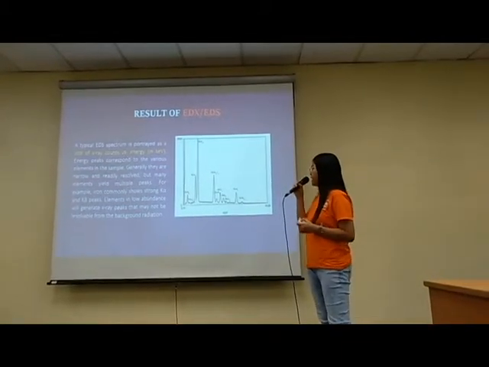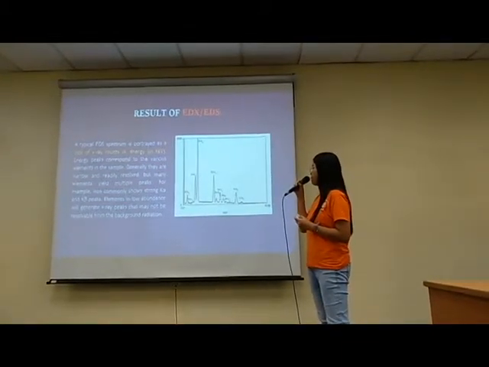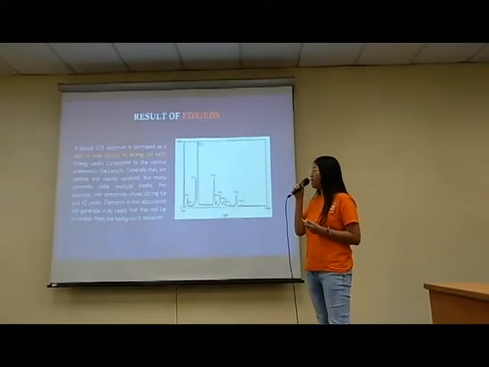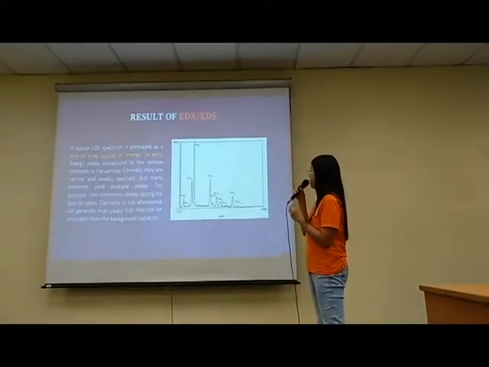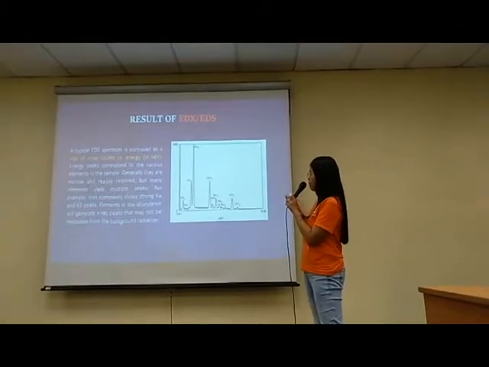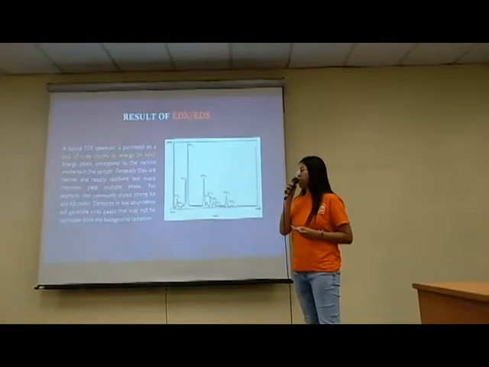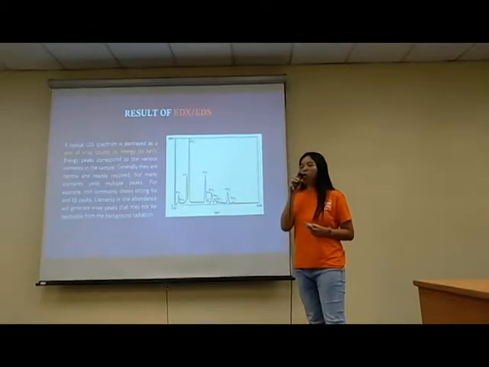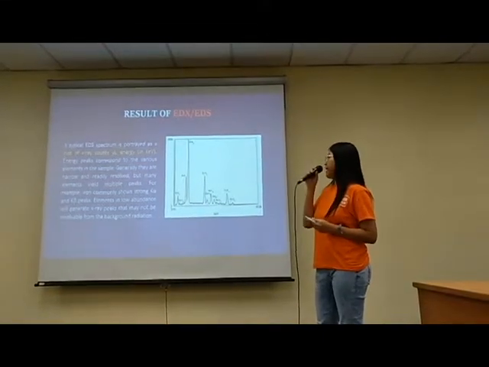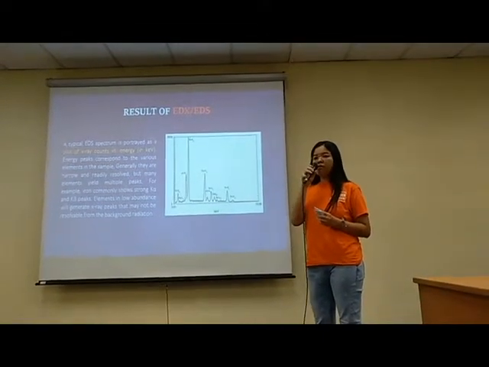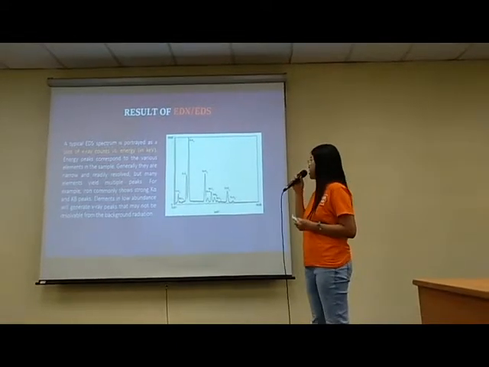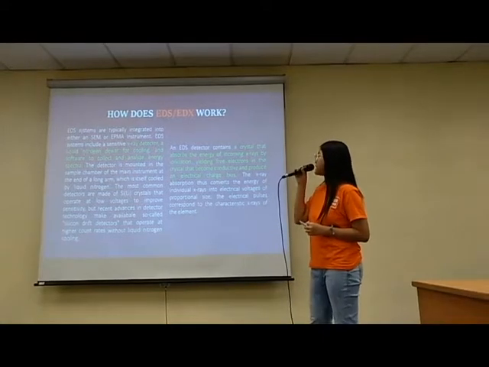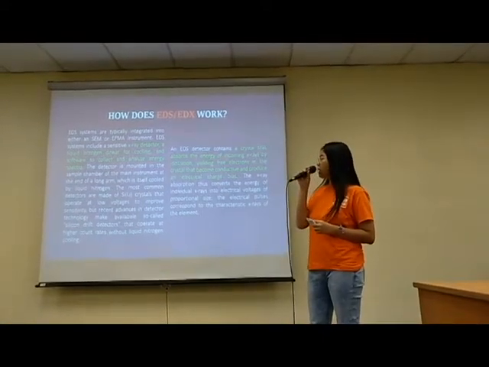So generally, the peaks are narrow and readily resolved, but there are many elements that still yield multiple peaks. For example, Fe, which is iron, commonly shows strong K alpha and K beta peaks. Elements in low abundance will generate X-ray peaks that may not be resolvable or may be less detectable from the background radiation. Okay, how does EDX or EDS work?